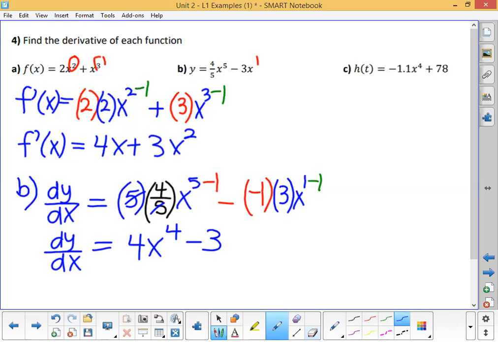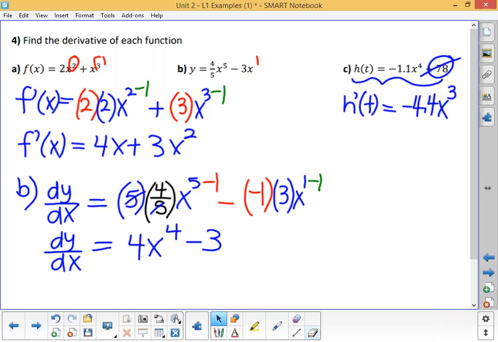I want you to try this one on your own in terms of the steps. And keep in mind that whenever you see a constant number, you want to circle that constant number and put an x through it, because all constant numbers are 0. So when you apply the appropriate rules, we can write this as h prime of t is going to be equal to -4.4 x cubed. And I'm going to leave it to you to do the steps on your own.